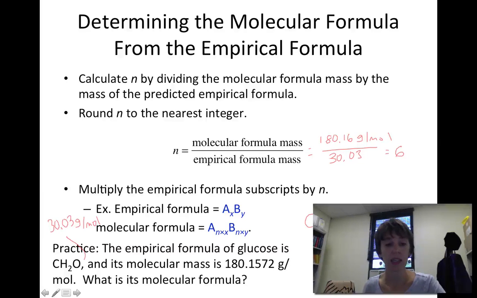So really, this compound, which has the ratio of 1 carbon for every 2 hydrogens for every 1 oxygen, the actual molecular formula is 6 carbons for 12 hydrogens for 6 oxygens. So I just did 1 times 6, 2 times 6, and 1 times 6. So that's how you take experimental data and figure out what kind of compound you have.